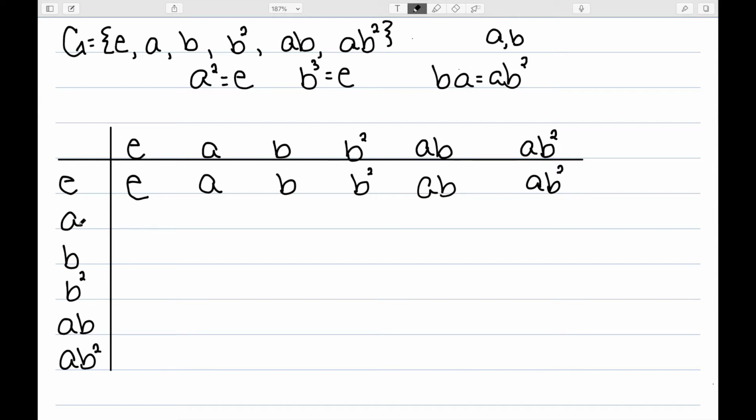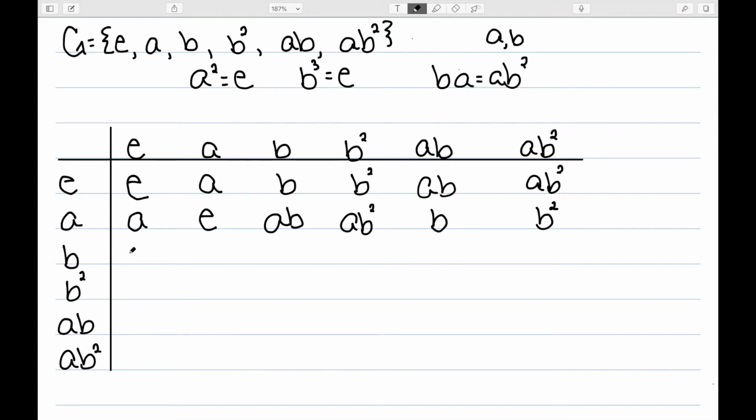As we go through the second row, A times E will be A, A times A is A squared, which according to our equation is the identity. We then have A times B, which is one of our group elements. A times B squared, which is another group element. We then have A times AB, so that would be A squared B. A squared is the identity, times B would be B. We would then have A times AB squared, so A squared, once again the identity, times B squared gives me B squared.